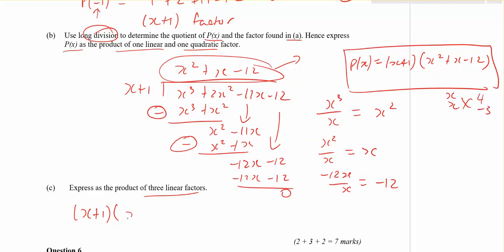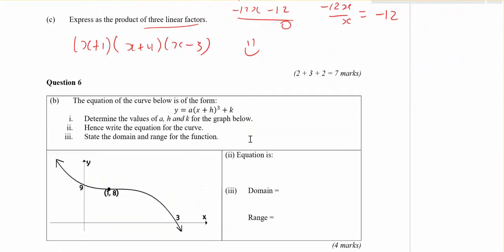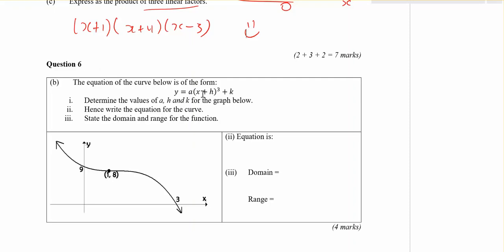Question 6. Below, they've given you a form, so it's in SPOI form. Determine the values of A, H, and K for the graph below. Hence, write the equation of the curve, and state the domain and range of each. So can we please make sure we answer the questions and not leave something unanswered, because these are worth marks. Well, I know that my H and K give me a turning point. My H must be -1, because it's opposite to what you expect. K must equal 8, because it's exactly what you expect.